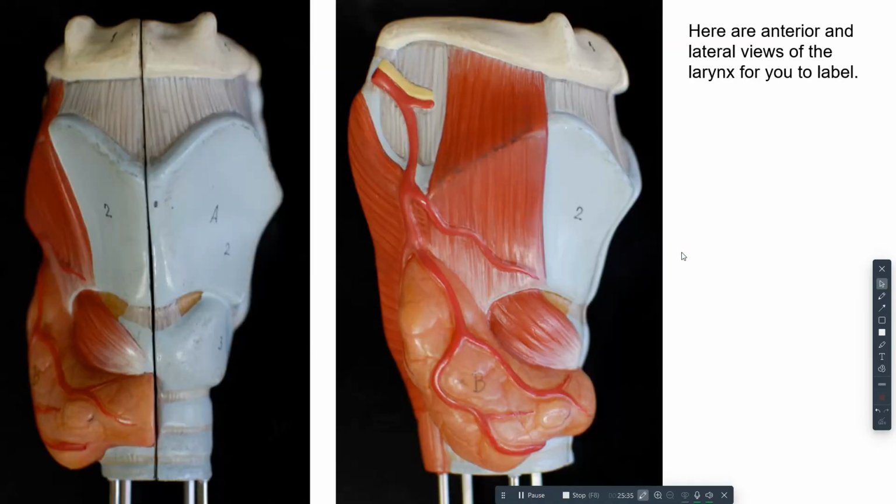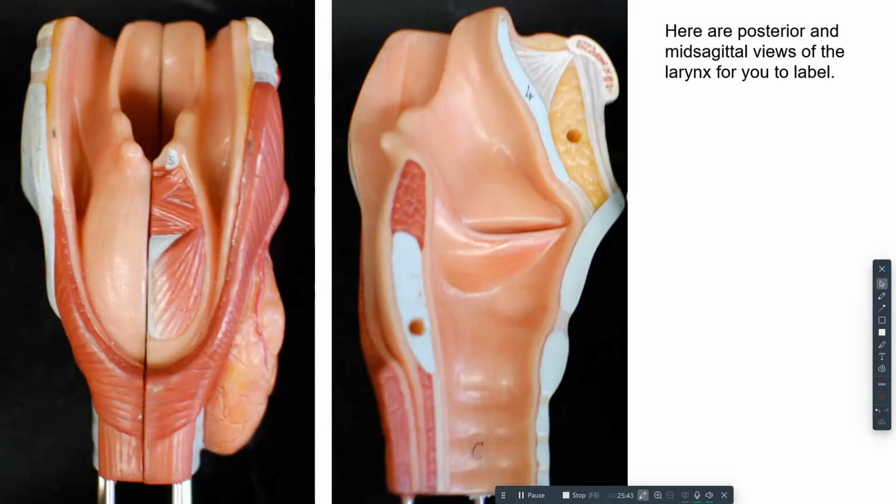Okay, here is another larynx model. See if you can label everything on it. And here's the interior. See if you can label all the important things on it as well.